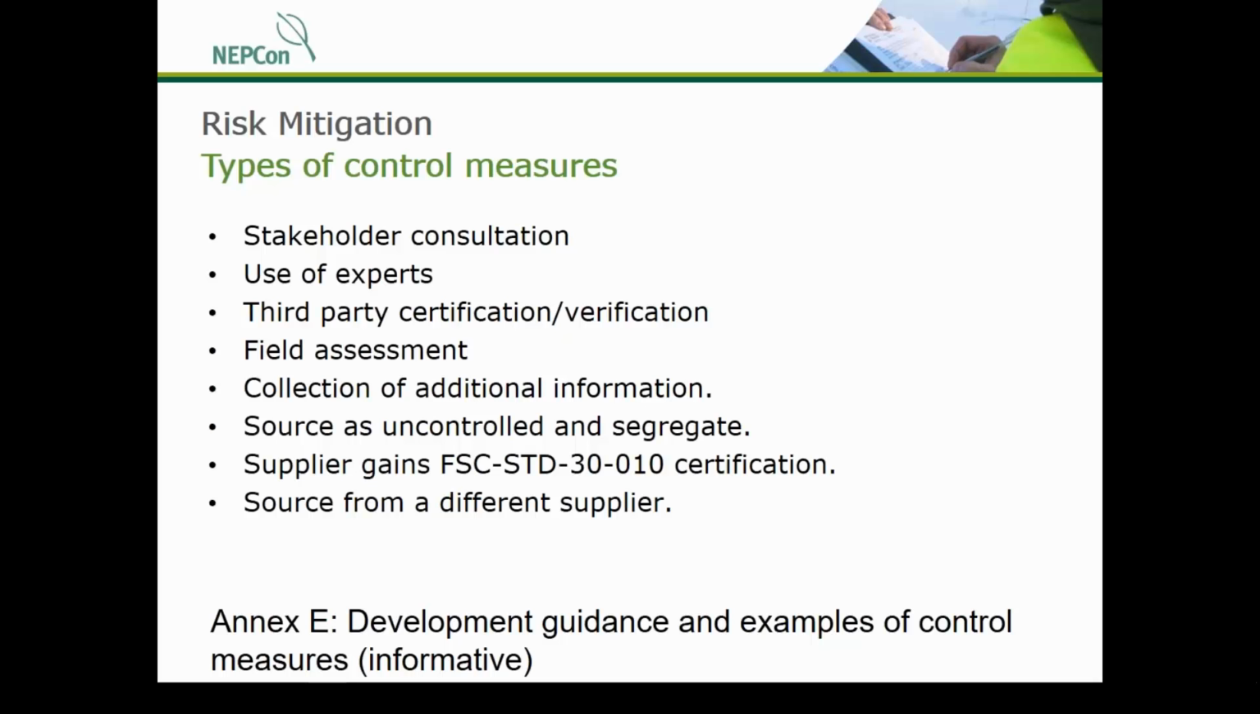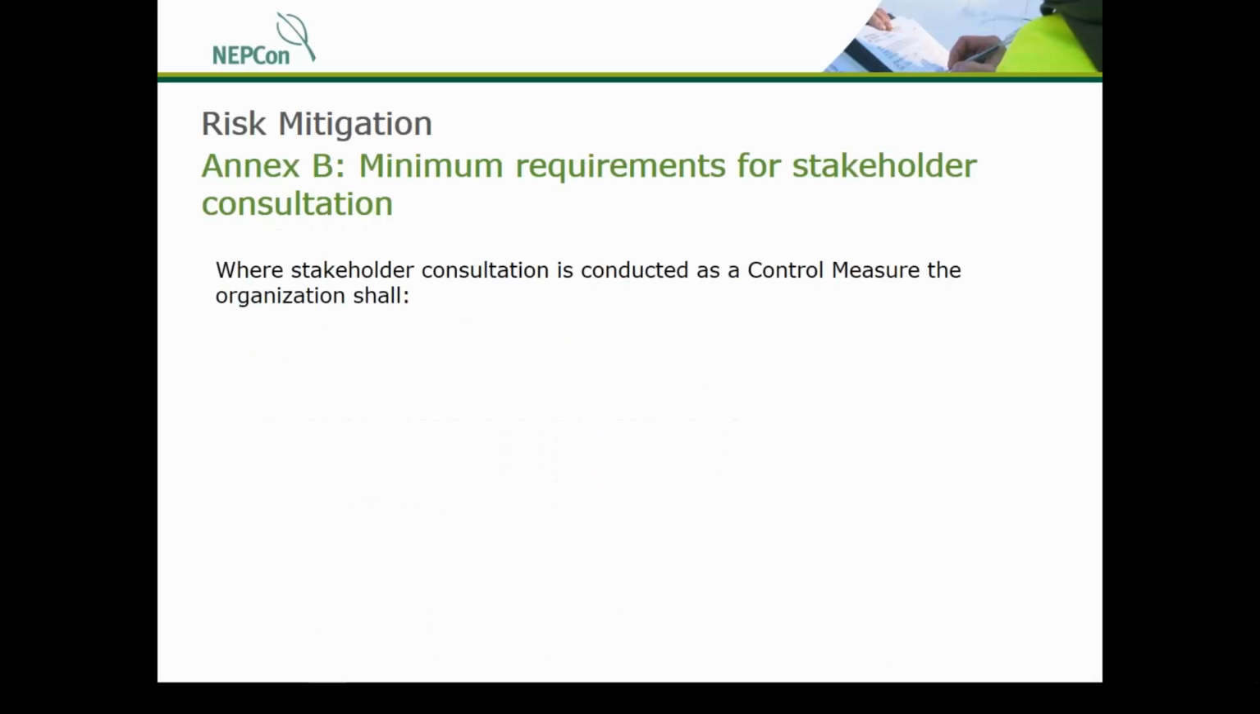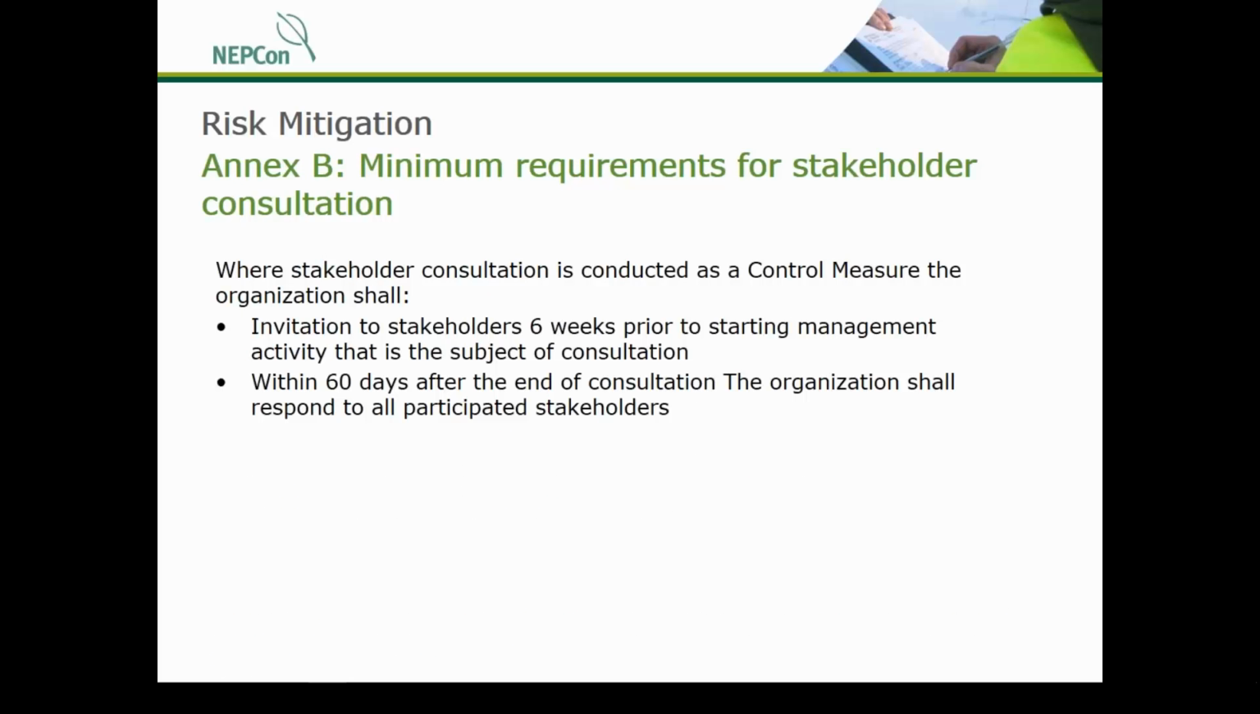Annex E in the standard has guidance on the development and some examples of control measures for the different categories of the standard. Annex B of the standard contains some minimum requirements for stakeholder consultation. There are some very specific requirements when that is used as a control measure. One of the most important ones is that the stakeholders need to be invited to provide feedback 6 weeks prior to the forest management or the management activities that are subject to consultation.